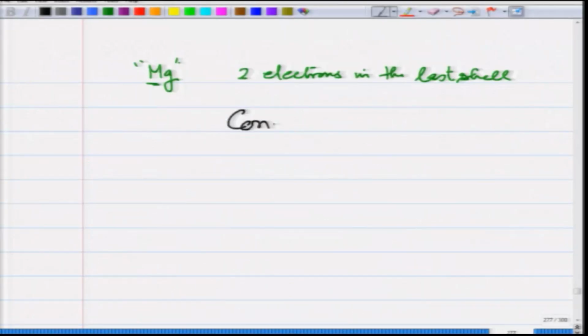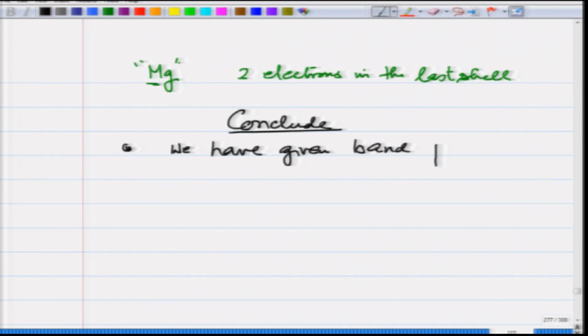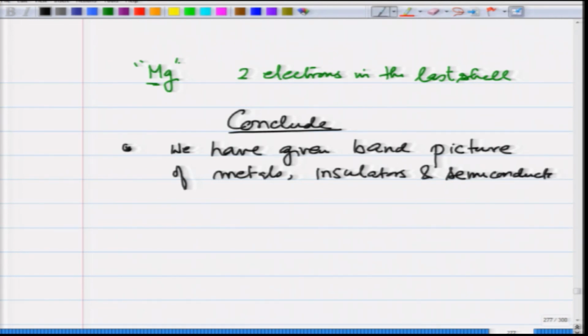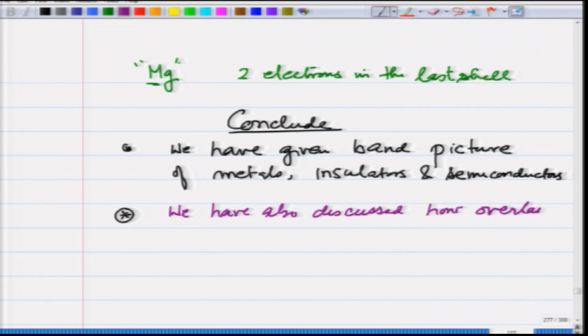So, to conclude, we have given the band picture of metals, insulators and semiconductors, and we have also discussed how overlap of two bands gives materials called semi metals.